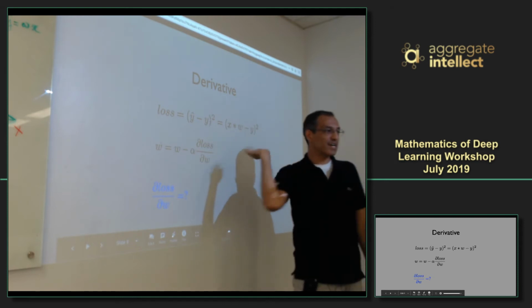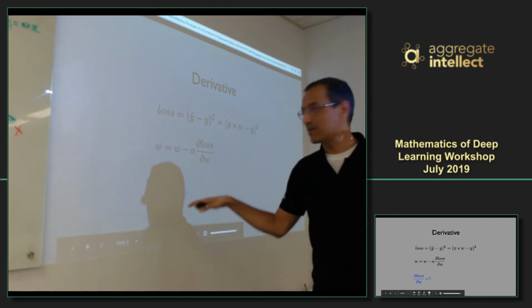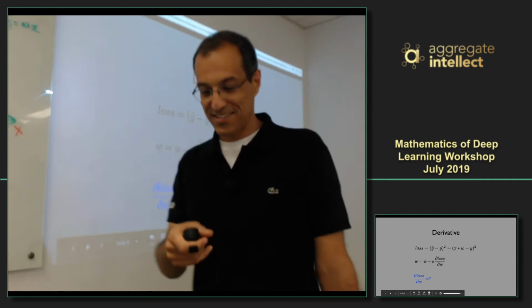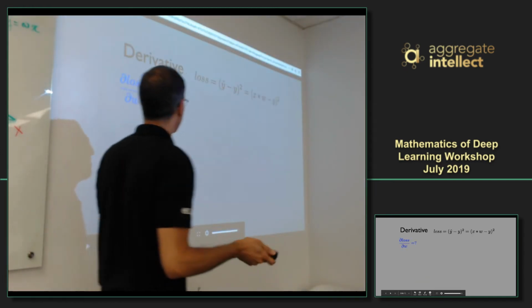So what is the derivative of loss with respect to W? You have to go back to your, when did you learn derivative? Kindergarten? So we have to go all the way back to that time.